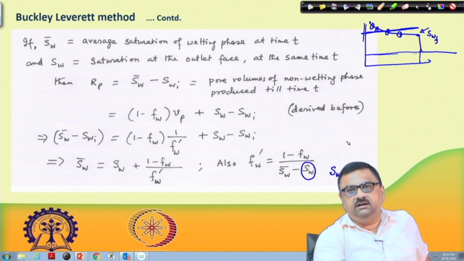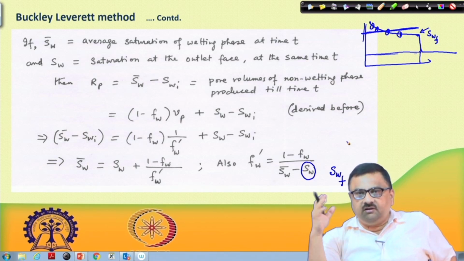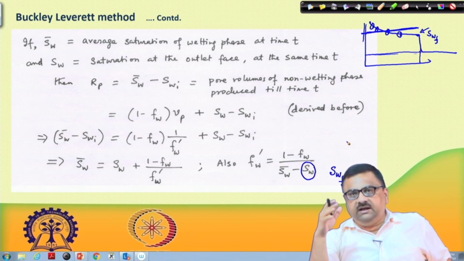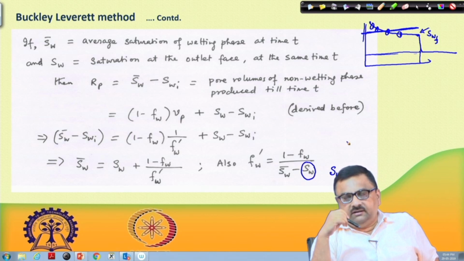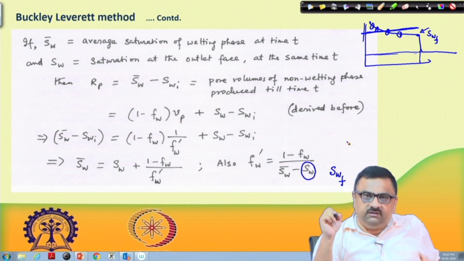So, I will continue this in the next lecture, because our original aim is to predict how the oil produced versus water injected, or non-wetting phase produced versus wetting phase injected, behaves beyond breakthrough, when the breakthrough takes place, and what the saturation profile would be over the length. These are some of the answers we need to get out of this exercise. So, that is all I have for this lecture. Thank you.